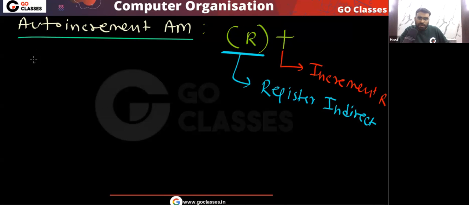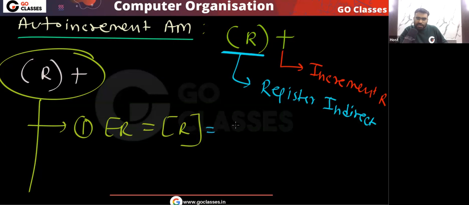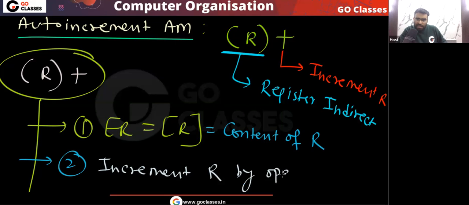So remember, when you write like this, two things will happen. First, the effective address will be the content of R. And the second thing is that you will increment R. By how much? By operand size. So very simple, this is your auto increment.